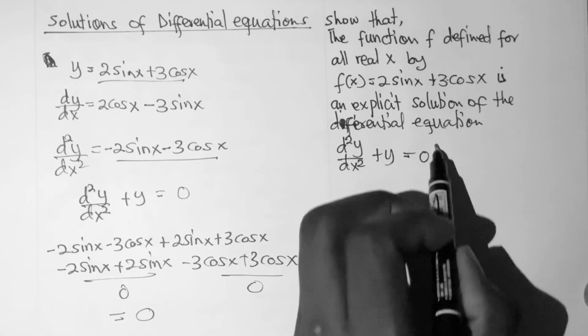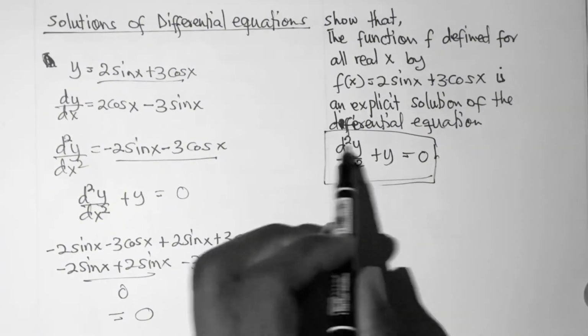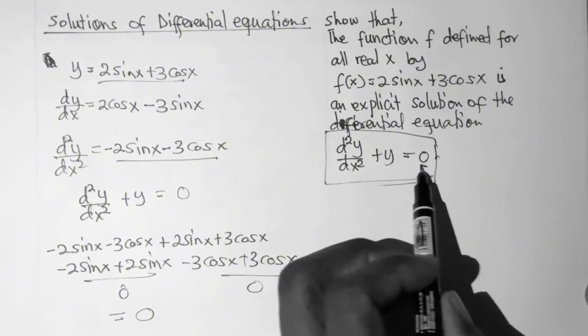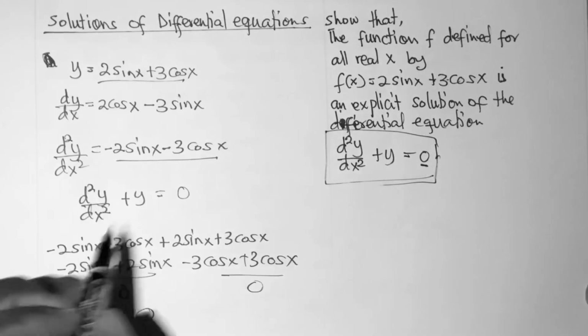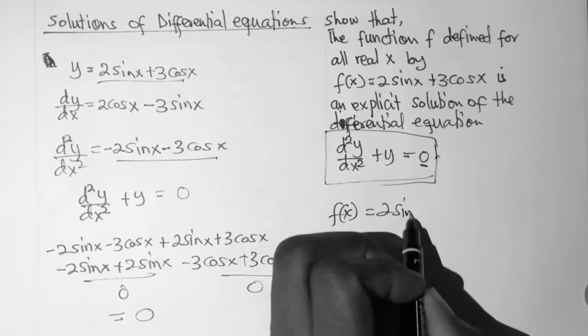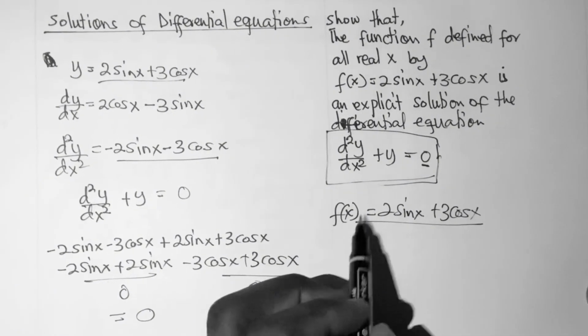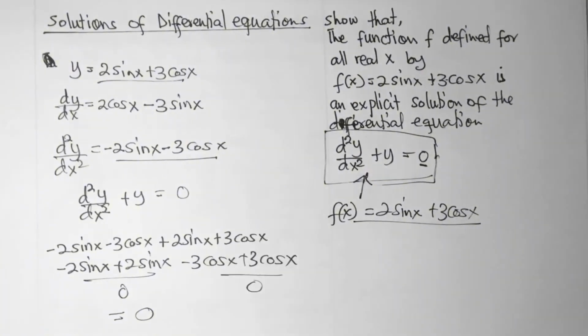And because if we use this function f of x and we put it in this differential equation, we get 0, it means that f of x equals 2 sine x plus 3 cos x is a solution of this differential equation.